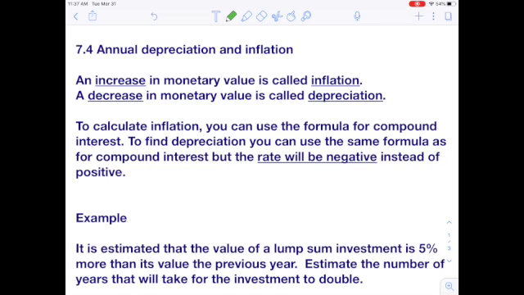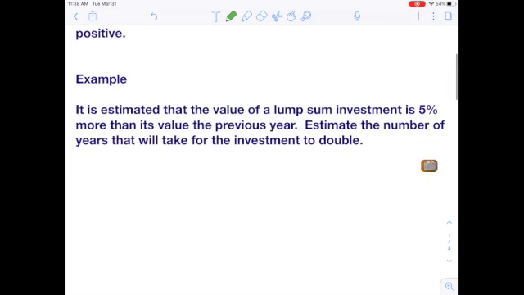Hi everyone, today we're talking about annual depreciation and inflation, and this is 7.4. An increase in monetary value is called inflation, whereas a decrease in monetary value is called depreciation. To calculate inflation, you can use the formula for compound interest from the last lesson and your graphing calculator, the solver for finance.